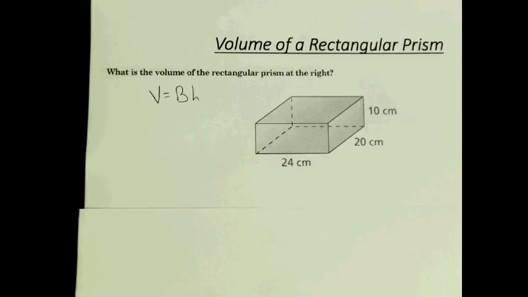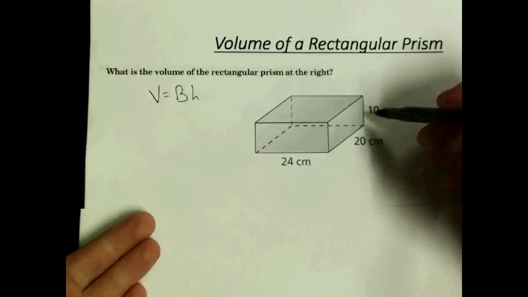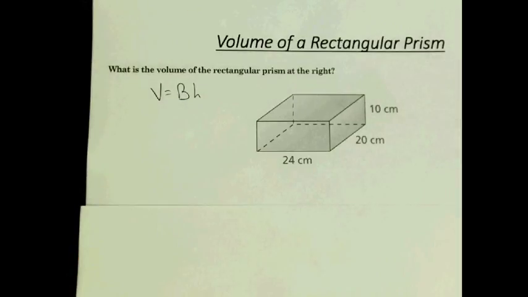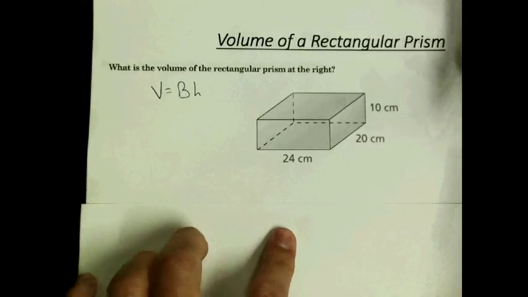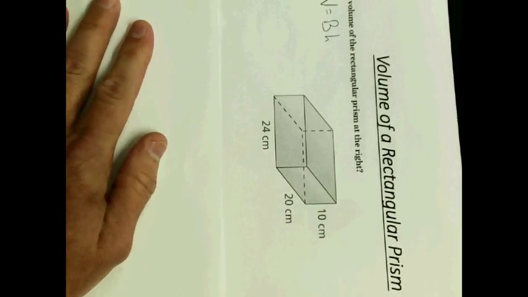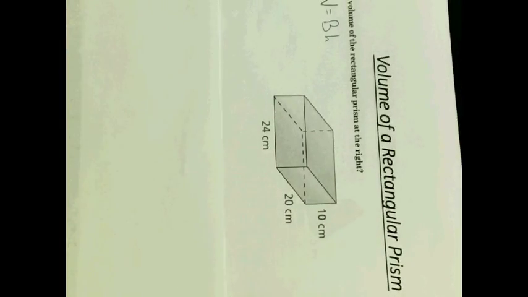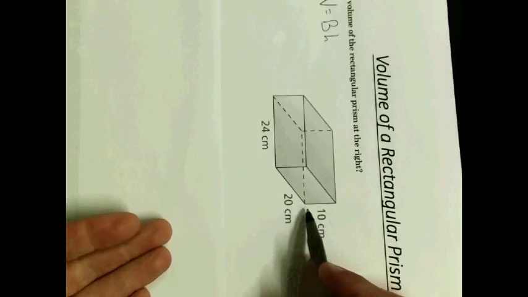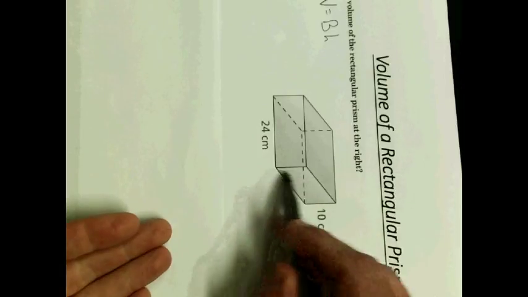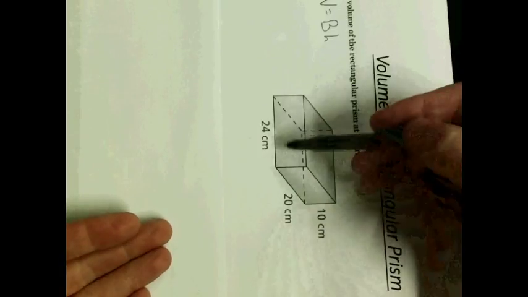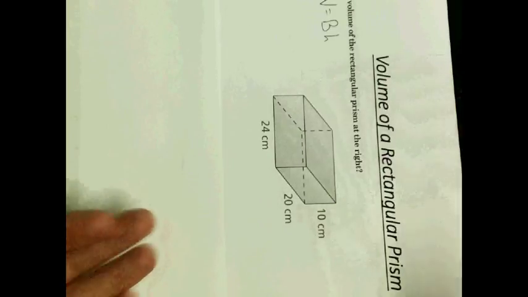But that's not the only way to look at the shape, right? In the case of looking at it this way, the height would be 10. I might also look at it this way, where now my base is 10 by 20, right? This rectangle, and the height of that box looking this way, 24. So it doesn't matter which way.